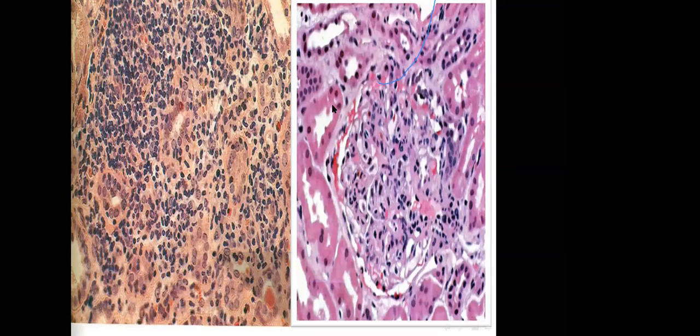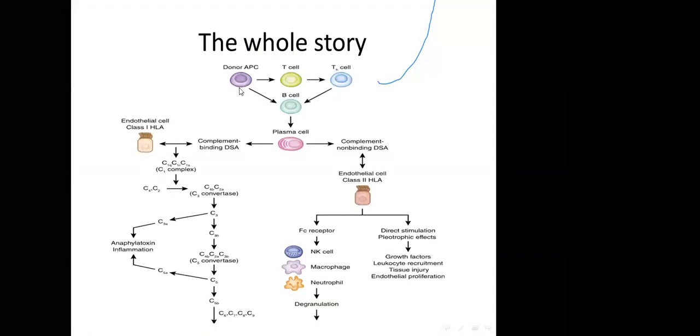How does this happen? I will again present the whole summary, and you will notice we have the T cell, which stimulates the B cell, and the B cell just secretes antibodies.